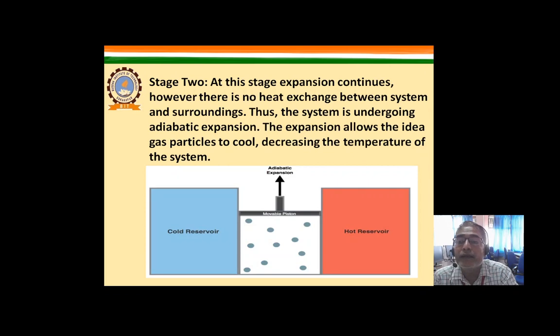In the next slide, that is stage 2. At this stage, expansion continues. However, there is no heat exchange between system and surrounding. Thus, the system is undergoing adiabatic expansion. In adiabatic expansion, I told you, there will be no exchange of heat from surrounding, and this process will be a very fast process. Thus the system is undergoing adiabatic expansion. The expansion allows the ideal gas particles to cool, decreasing the temperature of the system.